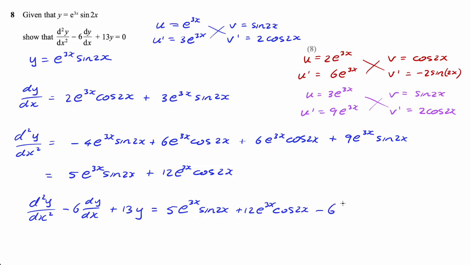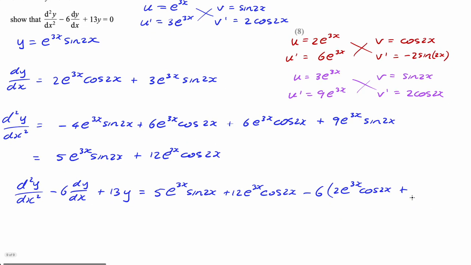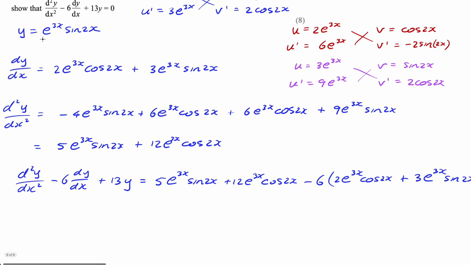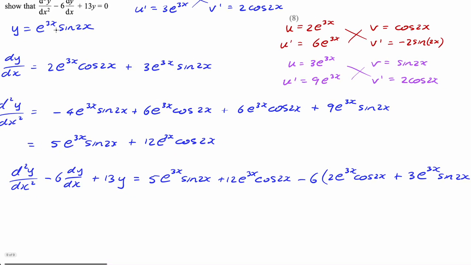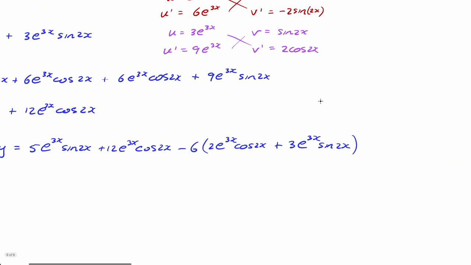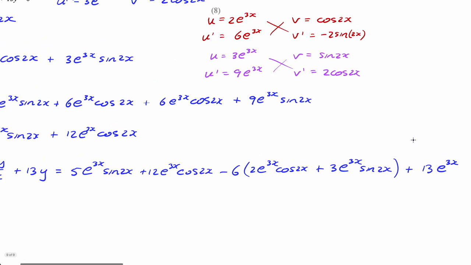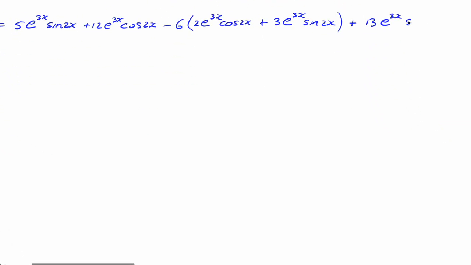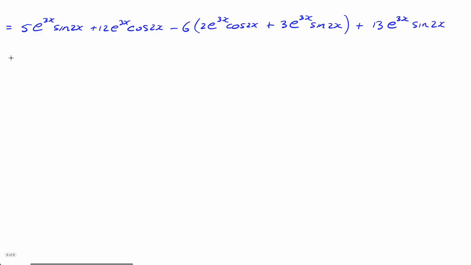So 6 of these is 2e to the 3x cos 2x plus 3e to the 3x sine 2x. Close this, and then it's plus 13y, so it's 13 of these, plus 13e to the 3x sine 2x. Now, I can't just say this equals 0, guys. I need to show that it's equal to 0, so let's do that.